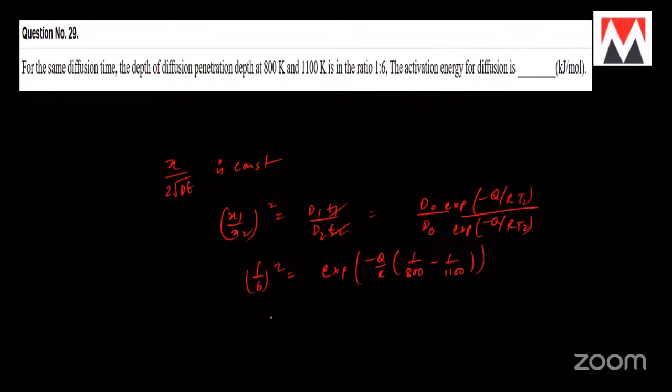So what will be this? Ln, so it is 2 ln 1 by 6 equal to minus Q by R, you can write R as 25 by 3 into 1 by 100 into 1 by 8 minus 1 by 11. Minus minus will get cancelled. What is the value you will get? Q is equal to, please calculate.